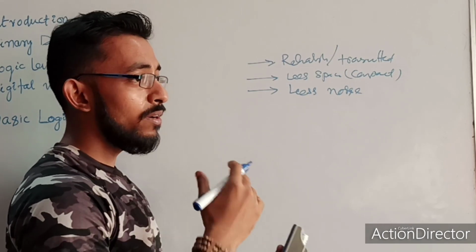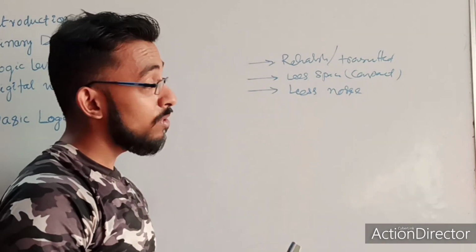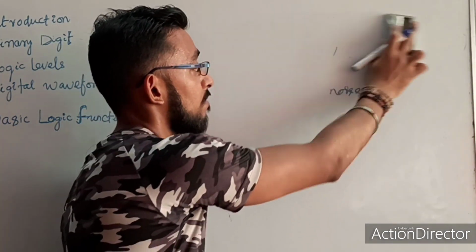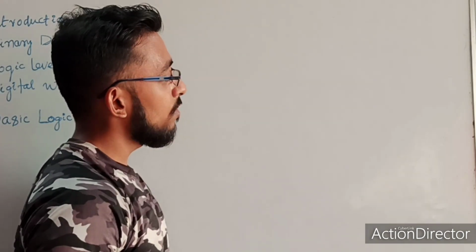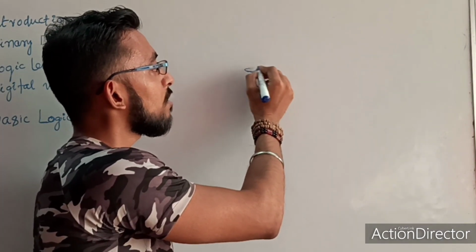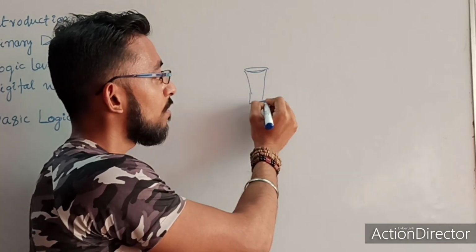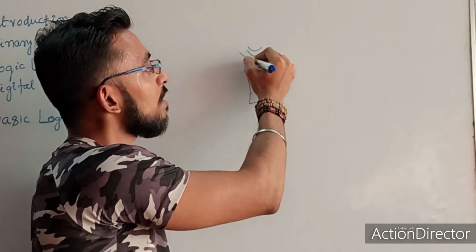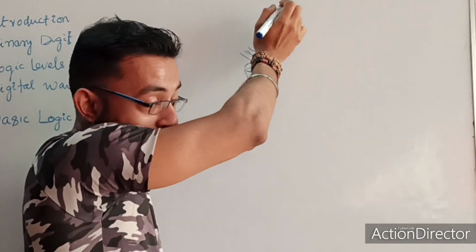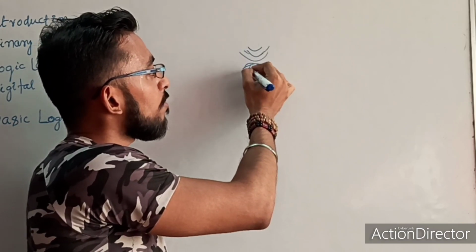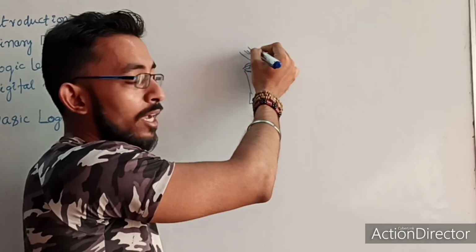Now let's see in our daily life where we are going to use analog and digital signals. Suppose one singer is singing a song using this microphone. Singing here means these are the acoustic signals from the mouth of the singer. Then this microphone is capturing this acoustic signal.